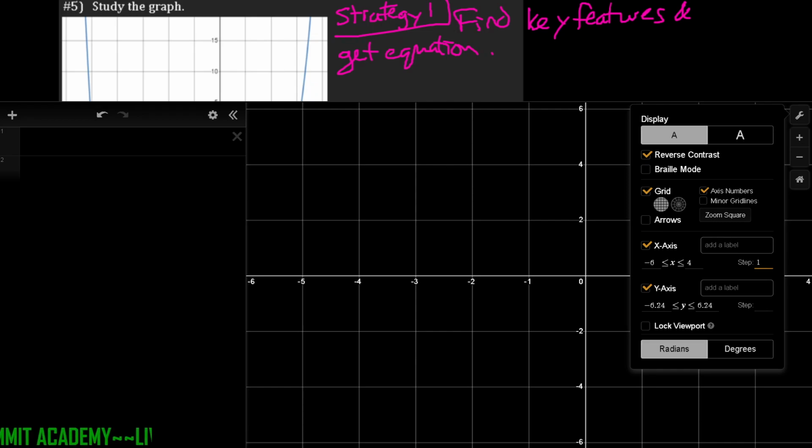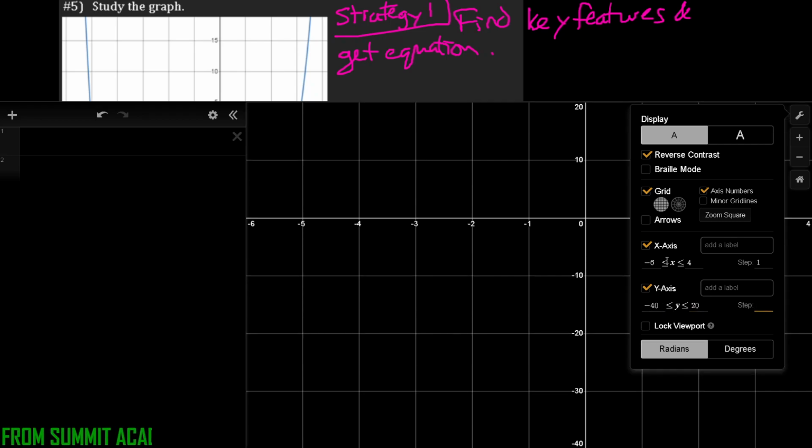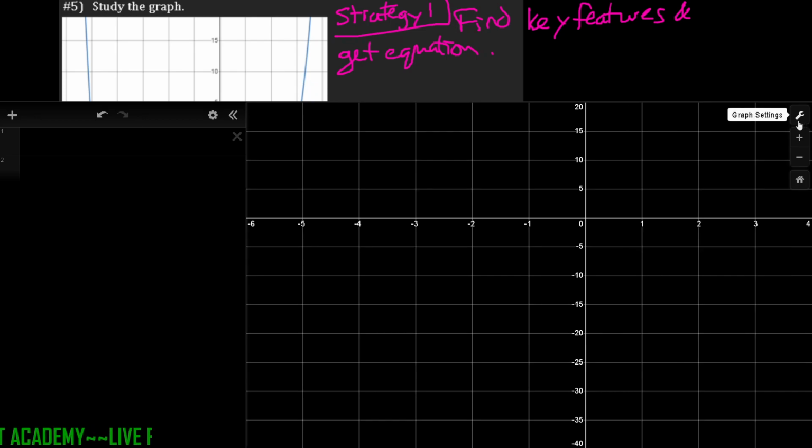Yep, and then our y-axis goes from 20 to -40, and it counts by 5. So let's go from -40 to 20, and count by 5. So make sure you can get comfortable using your Desmos calculator. Change that window so that way you can make sure your graph is exactly what you need.